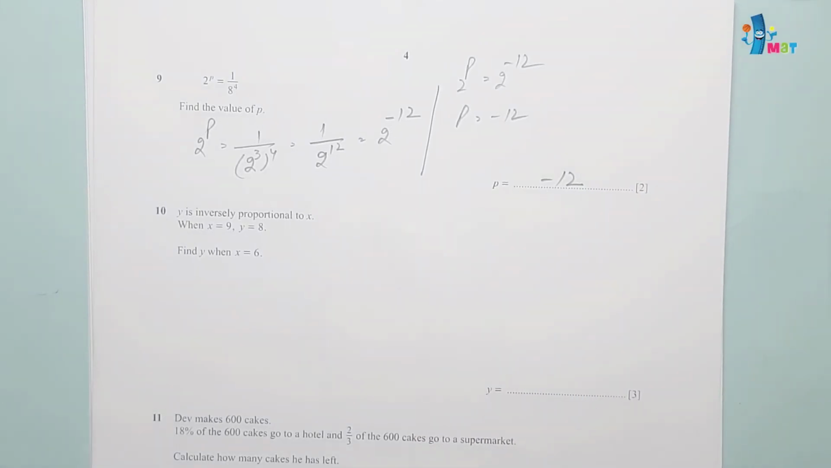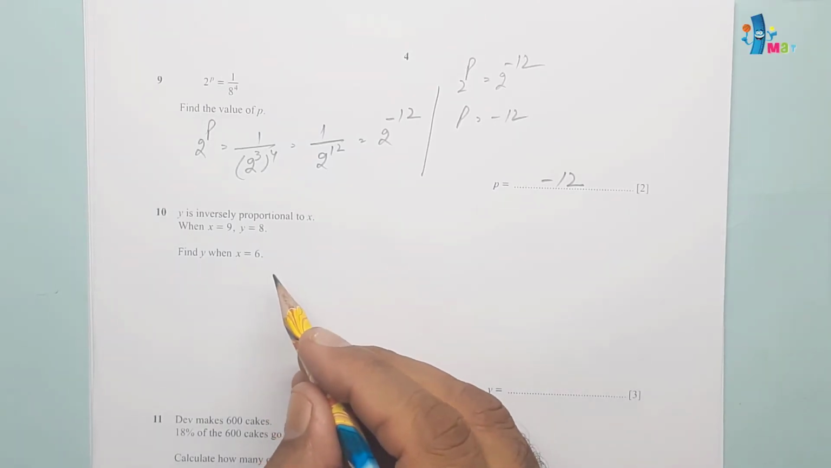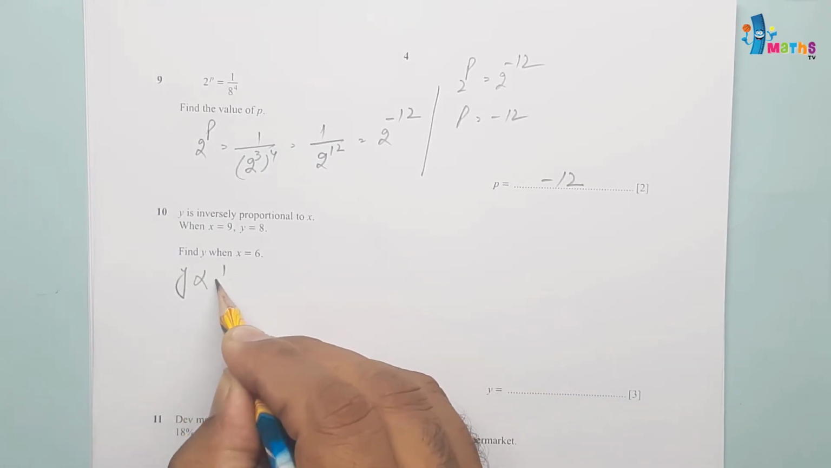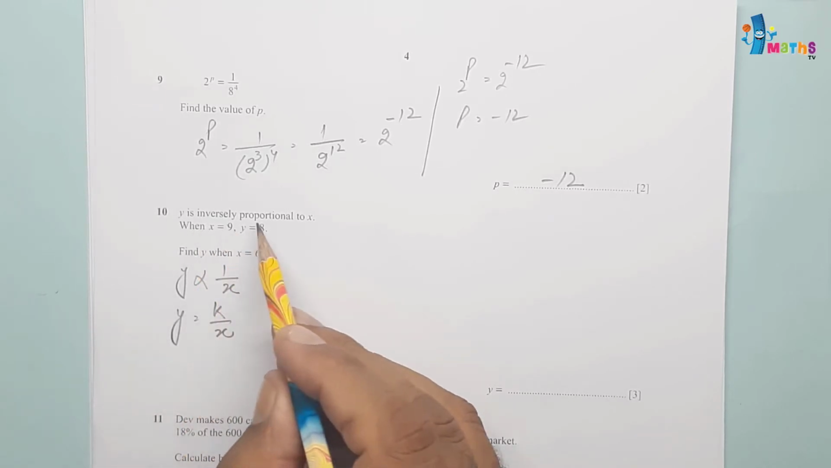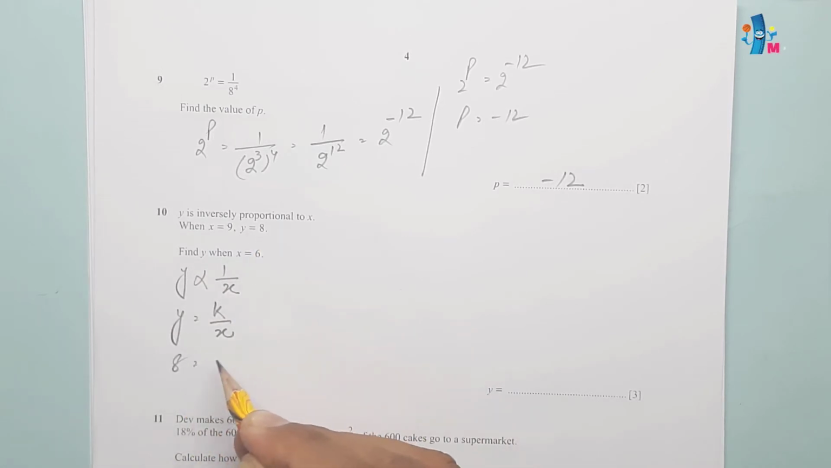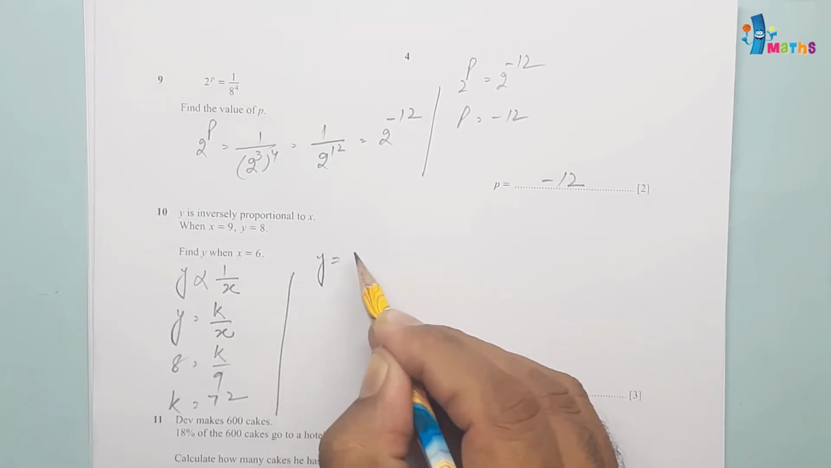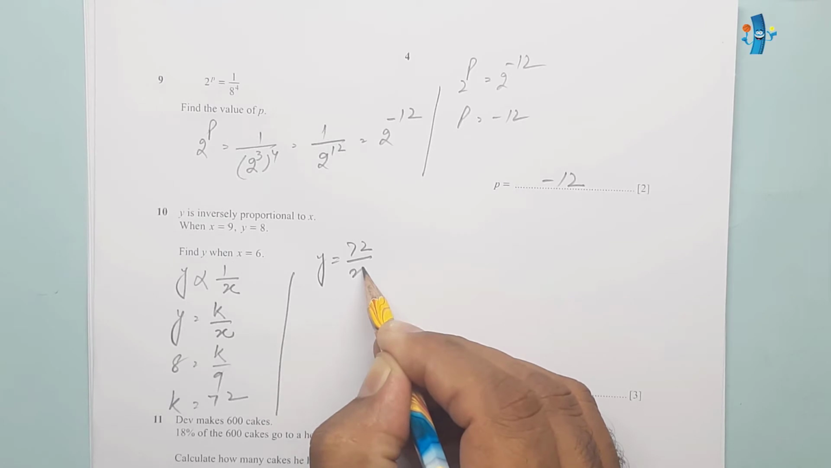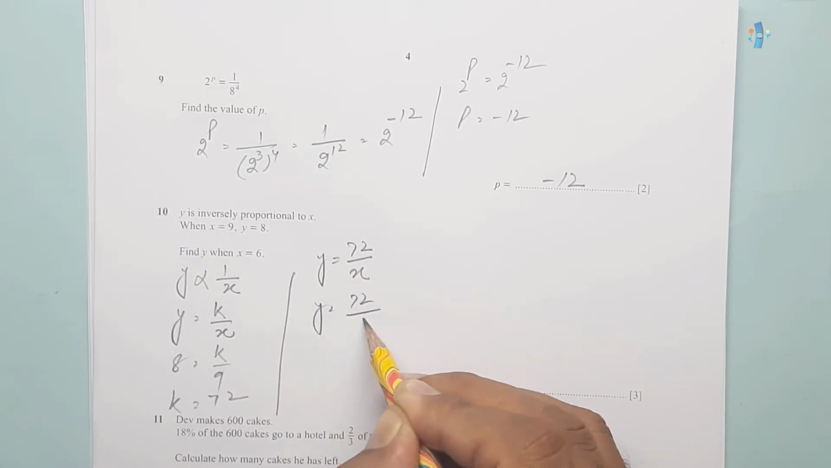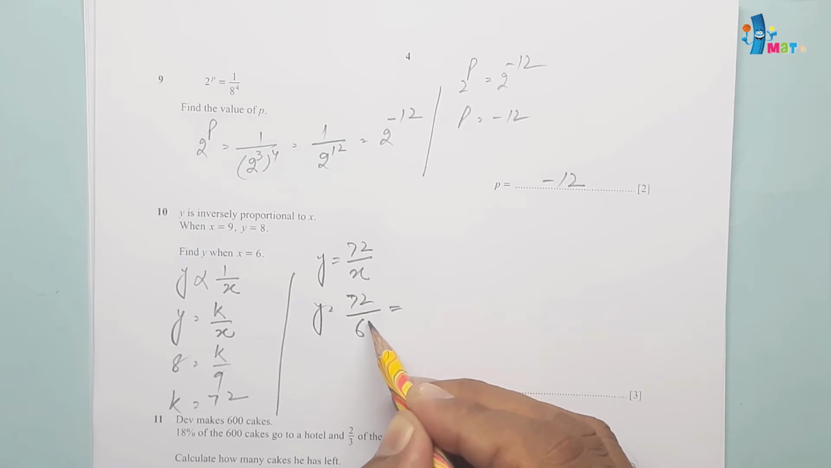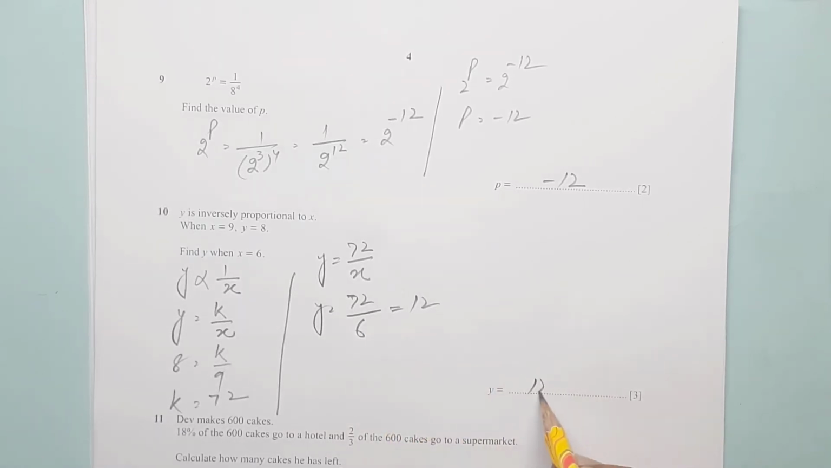Then question number 10, y is inversely proportional to x. It means y is equal to k over x, and y is equal to 8 when x is equal to 9. So k will be equal to 72, and we can write y is equal to 72 over x. Find y when x is equal to 6. So y is equal to 72 over 6, which is equal to 12. So the answer will be 12.